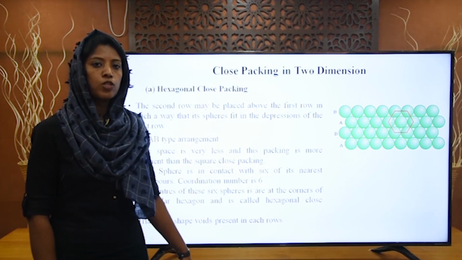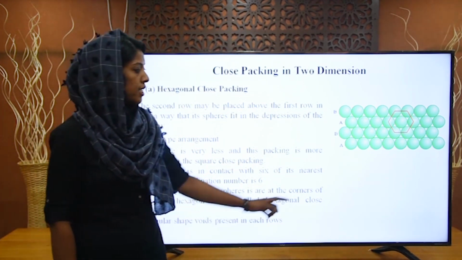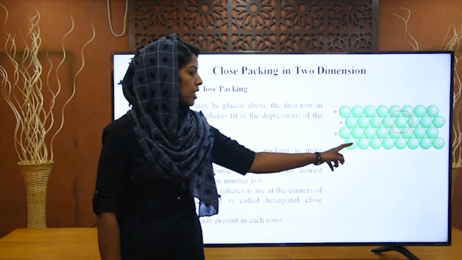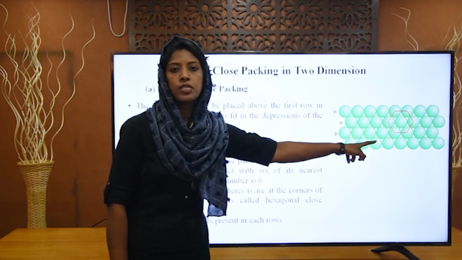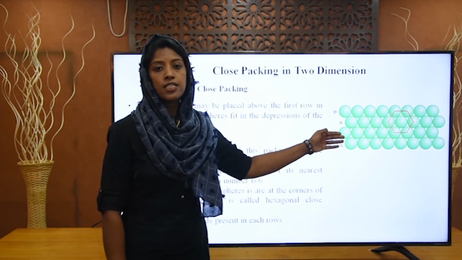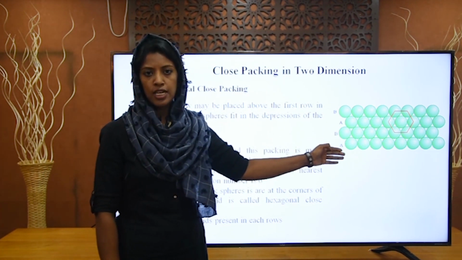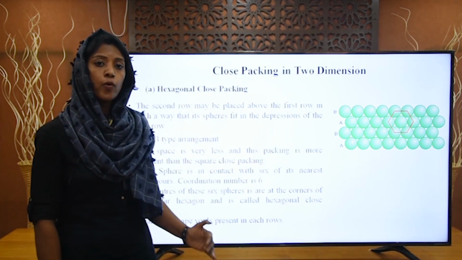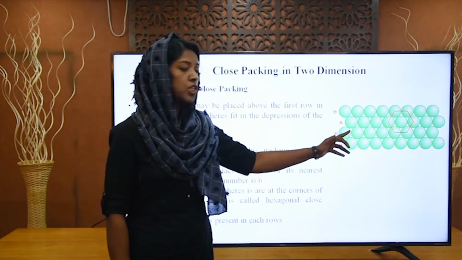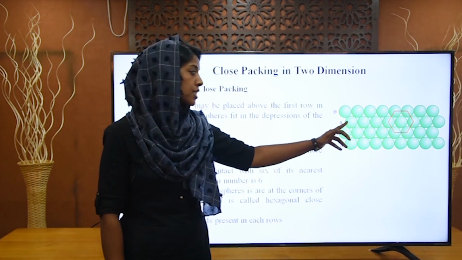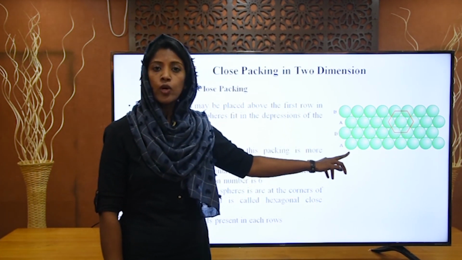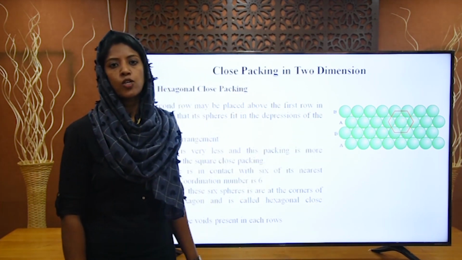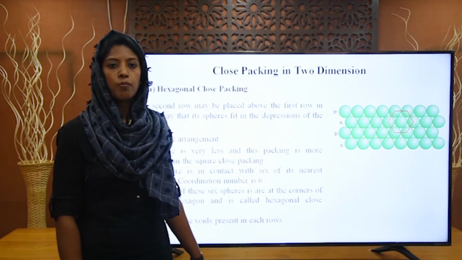In hexagonal close packing, the second layer is placed above the first layer and the spheres fit in the depressions of the first layer. So the second layer is not exactly the same as the first layer and it is represented as B. Now, if we put the third layer above the depressions of the second layer, it will be exactly similar to the first layer. So it is again noted as A. So this type of arrangement is known as ABA type arrangement.